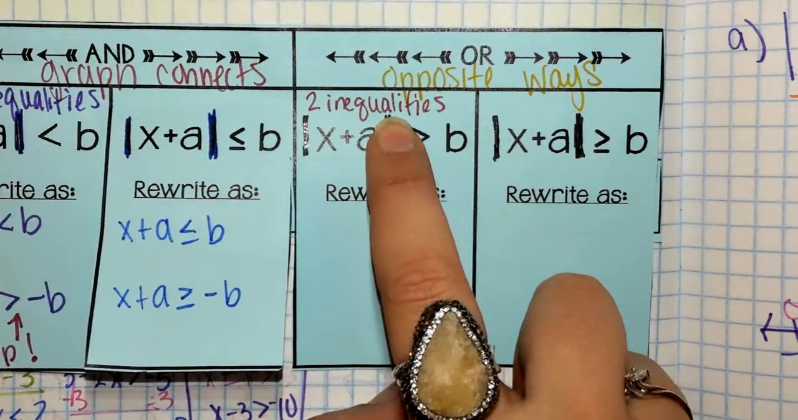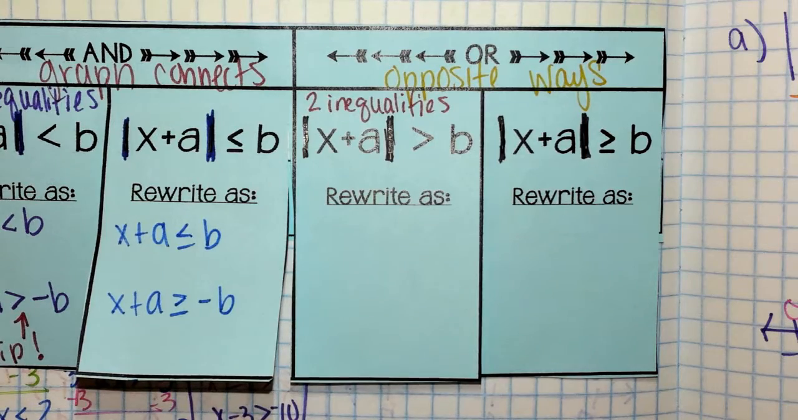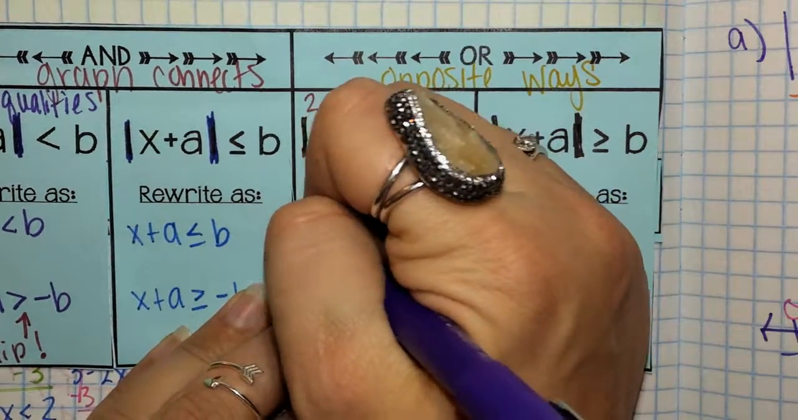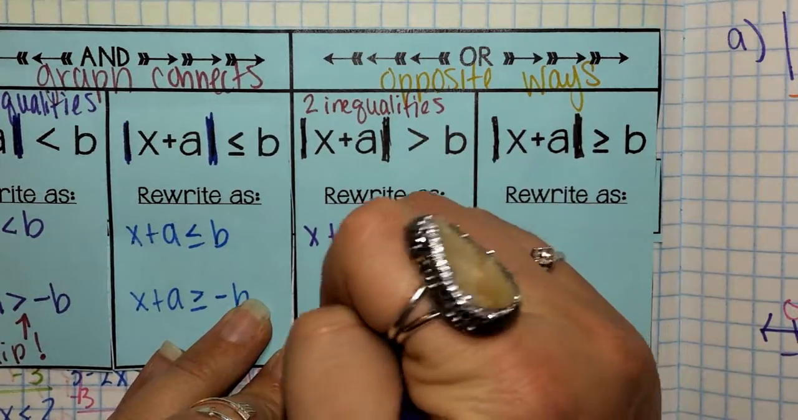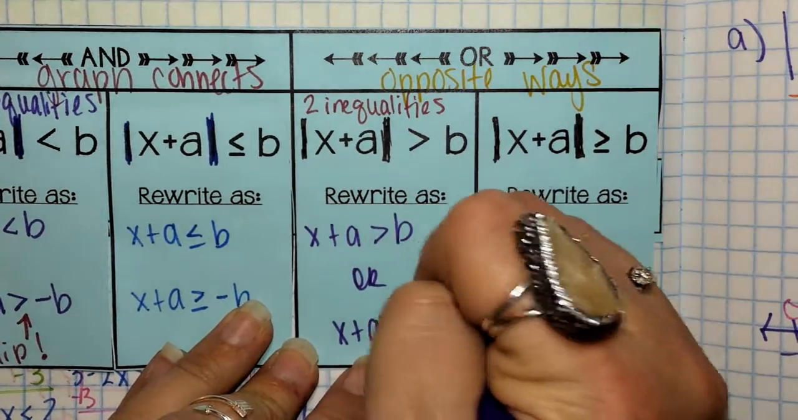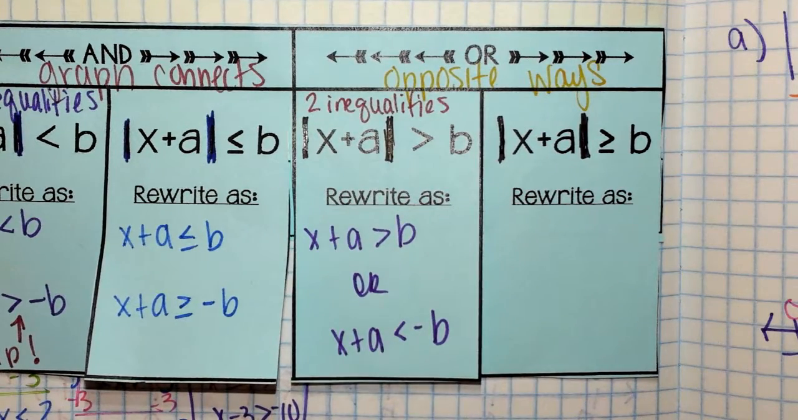Now, we are still going to have two. We're going to have a positive and negative. So every time, rewrite as x plus a is greater than b, or x plus a is less than negative b. You still flip the sign, you still have two inequalities.